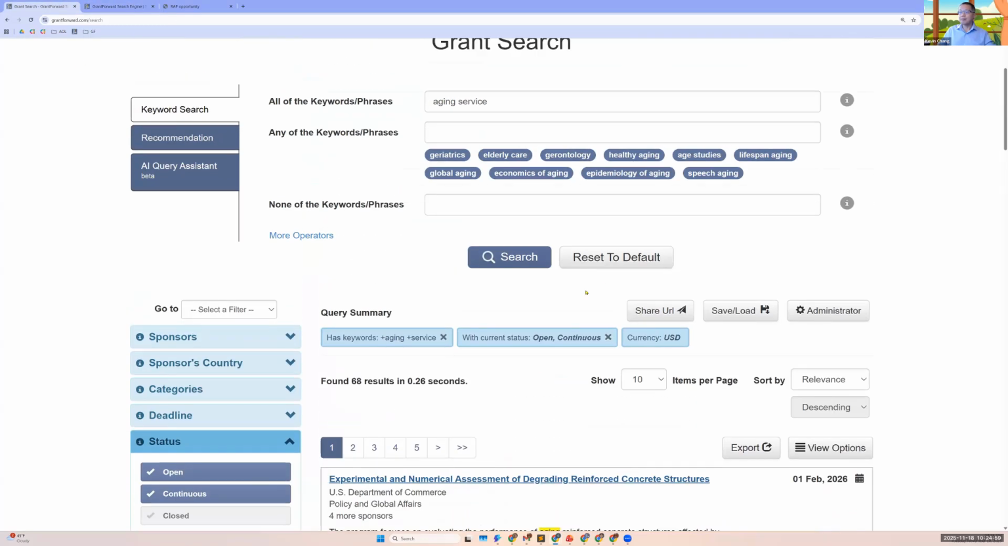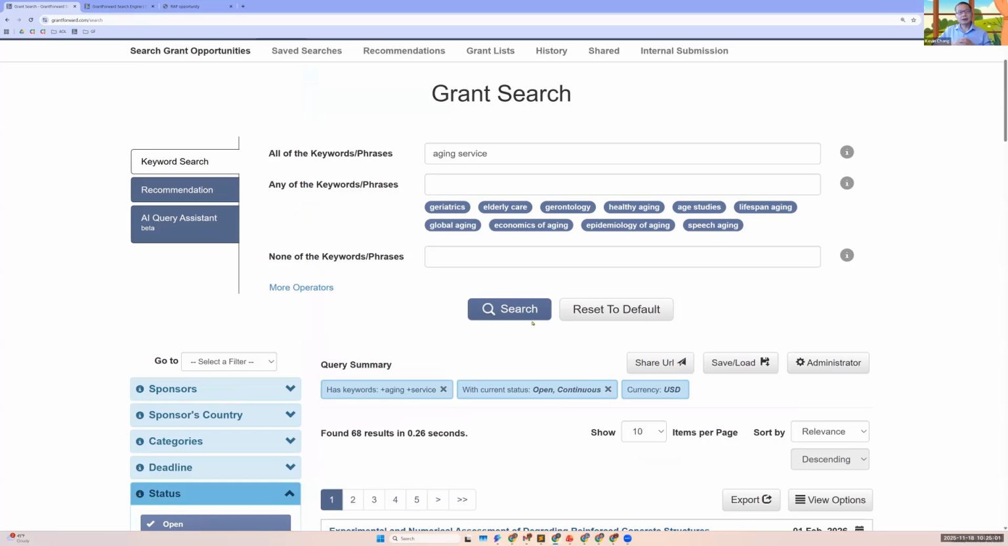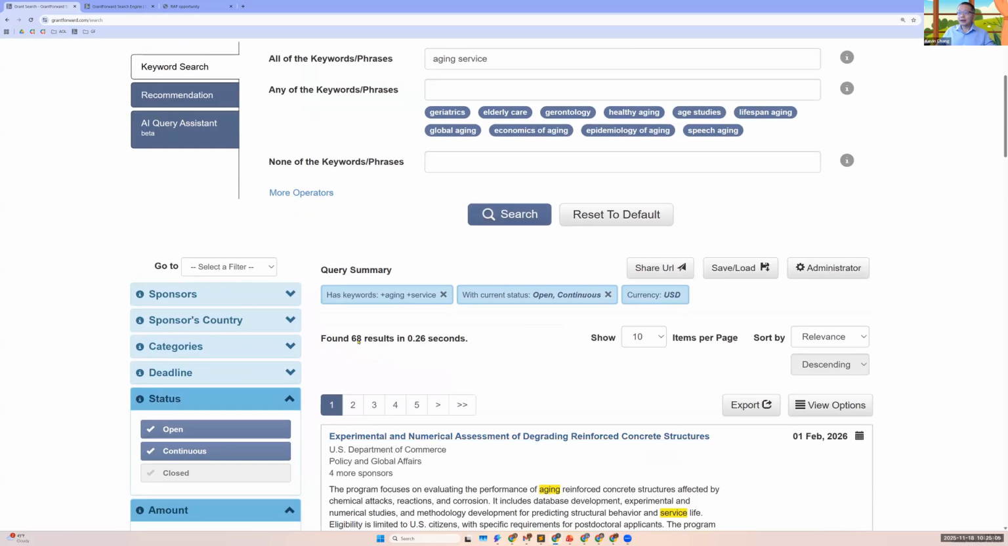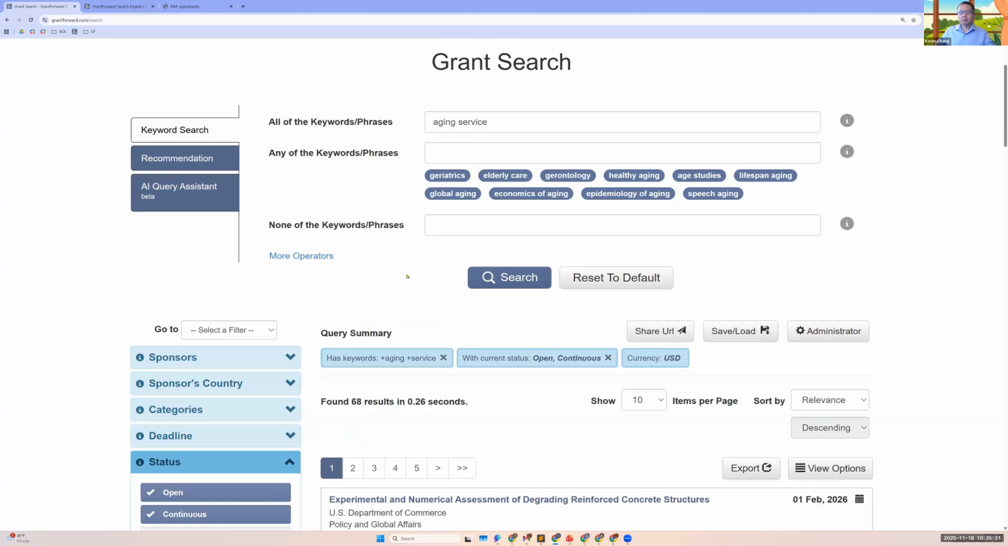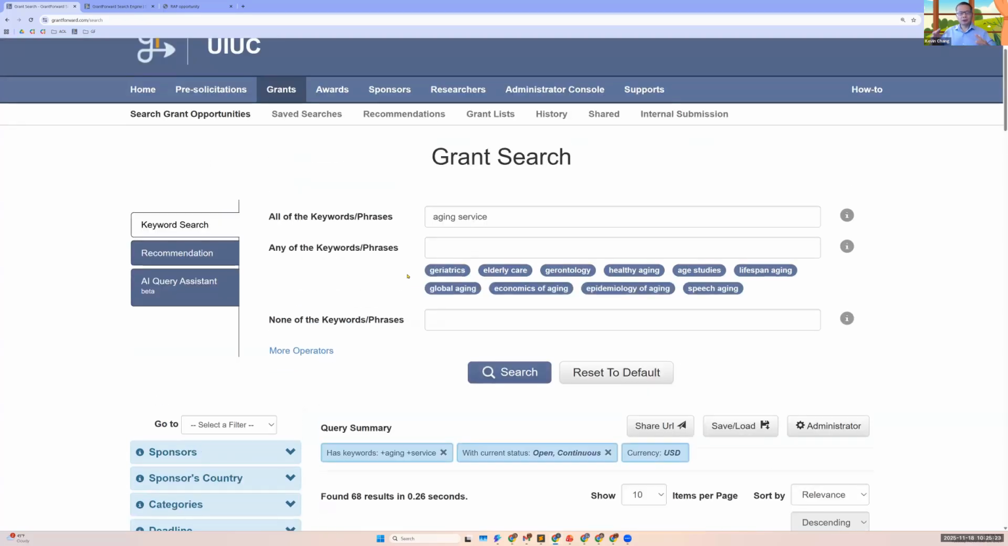Now let's come back to our search. How can I search more systematically? There should be more than 68. In fact, there could be a lot more. Why? Because a sponsor that wants you to do something, that allows you to do aging service, may not mention exactly these keywords. While you want to have control by using keywords, there could be a lot more keywords that are either alternative or broader. So let's look at this.